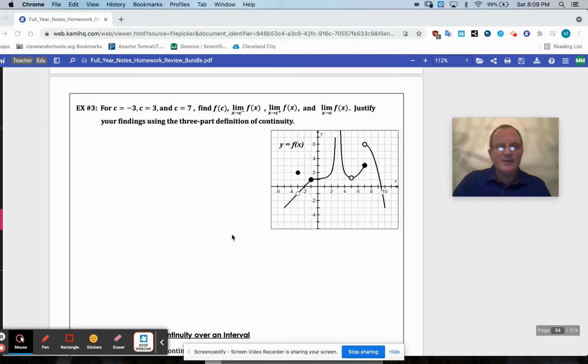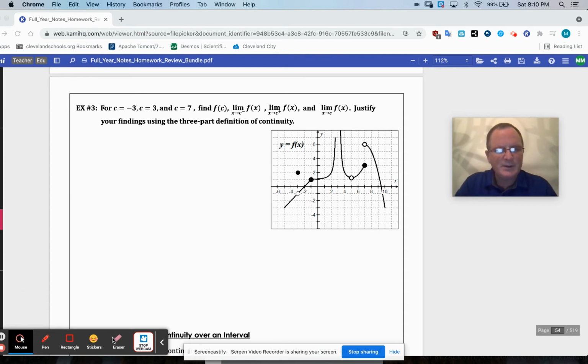All right, so here's the type of problem that you're likely to see. It's asking you, for these three points, find the function value, the limit from the left, the limit from the right, and the limit, and then justify your findings using the continuity definition, the three-point continuity definition.